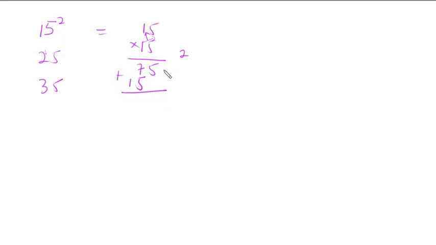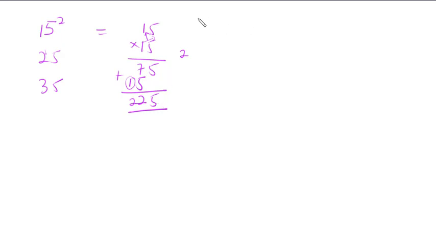So after that, we need to add this. So we have 5 here, and we have 7 plus 5, and that is 12. So we write 2, remainder 1, and we add it to this one, so that we have 2 here. So that is to say that the square of 15 is 225.